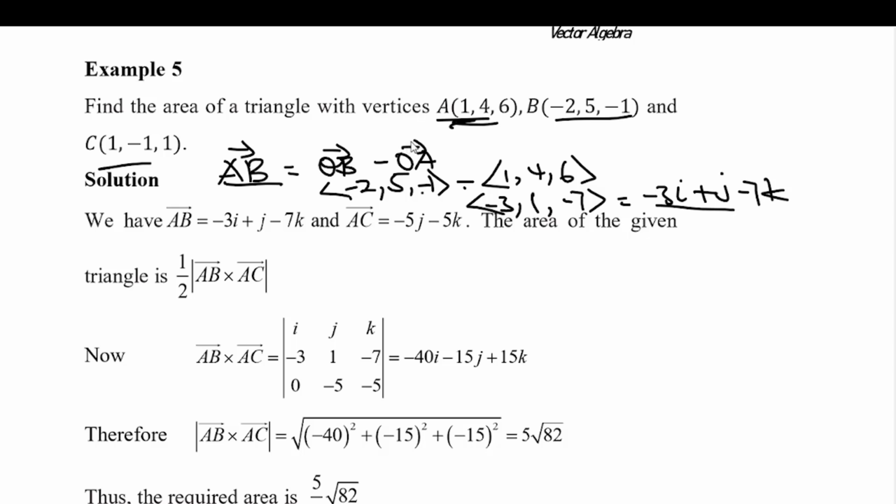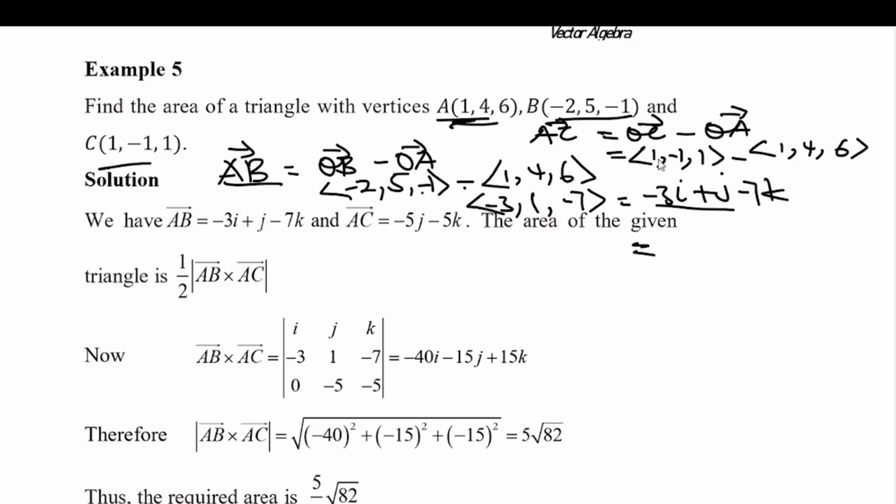Now let's find vector AC as well. So AC too, we do the same thing: OC minus OA. So we have C to be 1, negative 1, 1 minus A, which is 1, 4, 6. Now I'm writing the answer here. So 1 minus 1 will give us 0, so that part is gone. Then negative 1 minus 4 gives me negative 5. And then the last one is 1 minus 6, giving me negative 5.